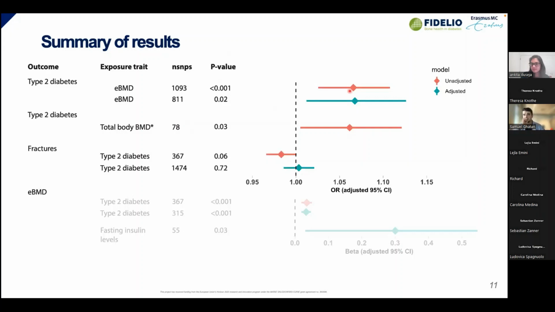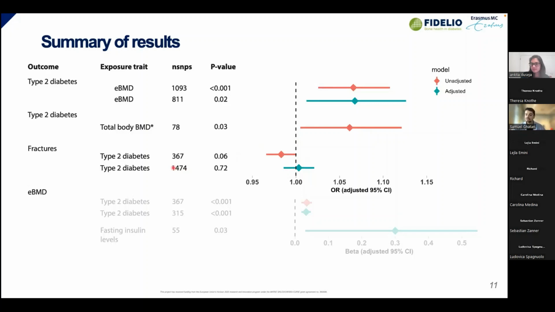Next, we looked at the effect of type 2 diabetes on fracture risk. So this is obviously what we're all studying. The first study is unadjusted, the next is adjusted by BMD. The unadjusted, we see basically a borderline negative association, but then this is removed after adjustment for bone mineral density. This was expected because essentially a robust genetic study has not been done on fractures really.